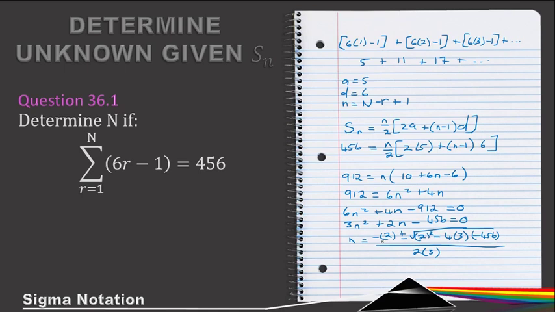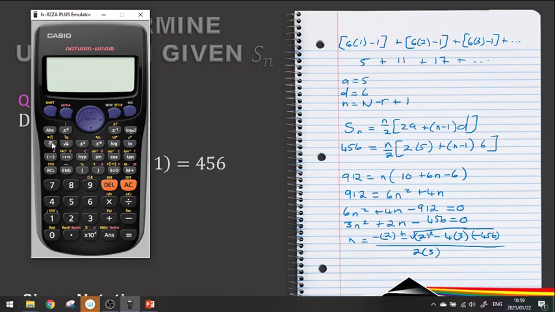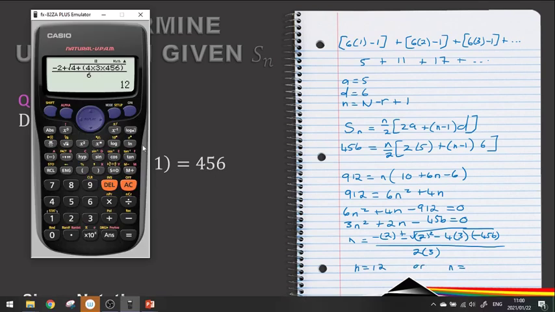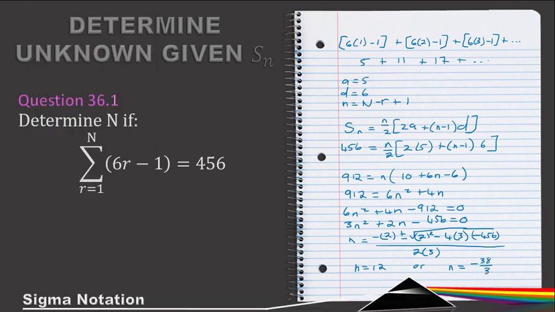Okay, now simplifying it, we've got negative 2 plus, so that's going to be 4, and then we have minus and minus becomes a plus, so then I'm just going to type in 4 times 3 times 456. You could obviously just type everything as it is, that's safer for you. Okay, so then n equals to 12, or n equals to negative 38 over 3. Okay, so this guy, not applicable. And then this is your final answer.